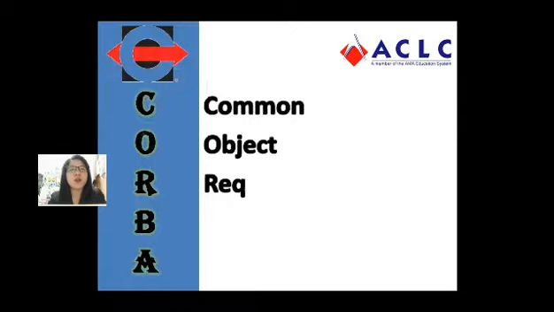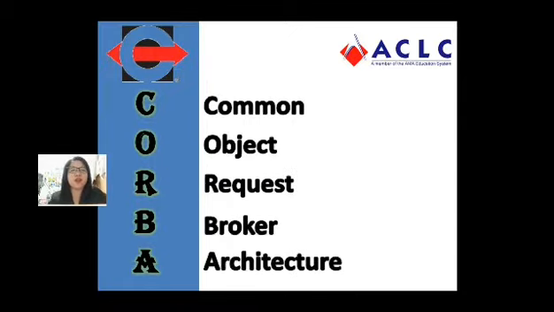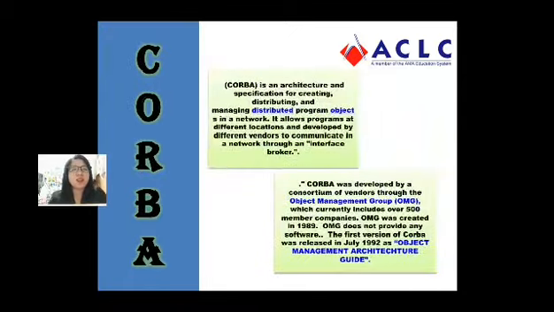CORBA stands for Common Object Request Broker Architecture. CORBA is an architecture and specification for creating, distributing, and managing distributed program objects in a network. It allows programs at different locations and developed by different vendors to communicate in a network through an interface broker.